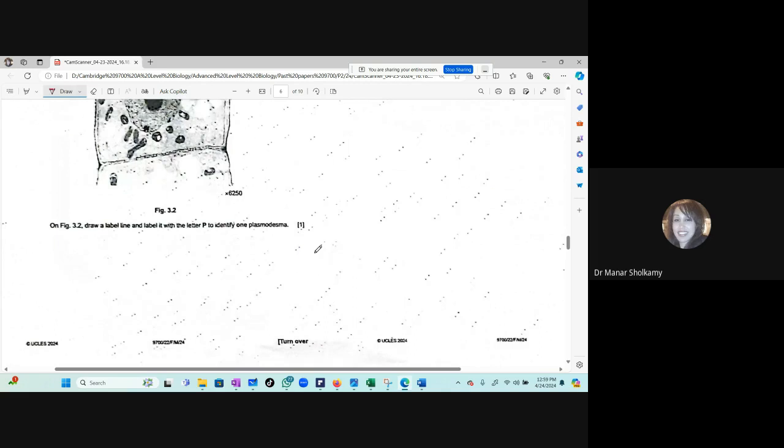Continue this table. The amylose. What is the monomer in the amylose? Alpha glucose. Alpha glucose, yes. Cellulose, the monomer is beta glucose. What is the glycosidic bond here in the cellulose? 1 to 4 glycosidic bond.